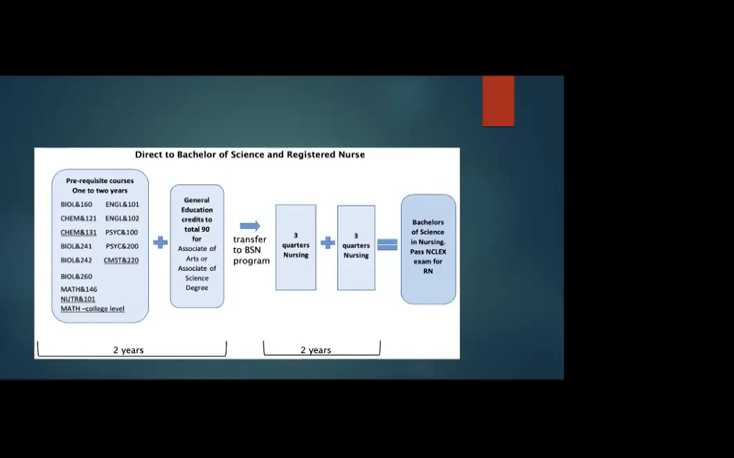And then there is a third option. You can try pursuing both the ADN and BSN at the same time if you want to maximize your chance of getting in somewhere.